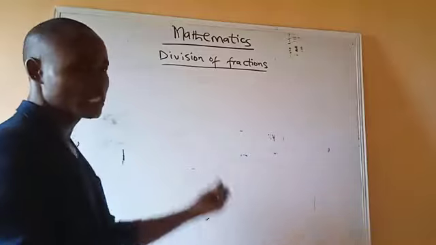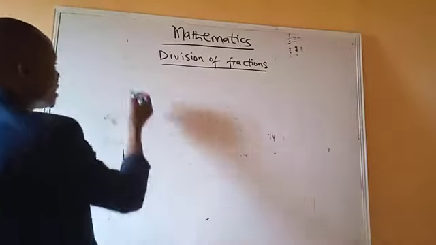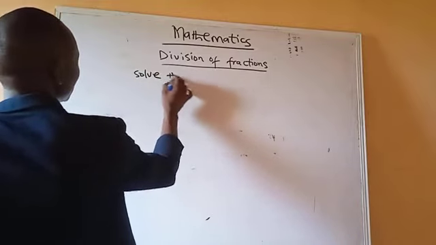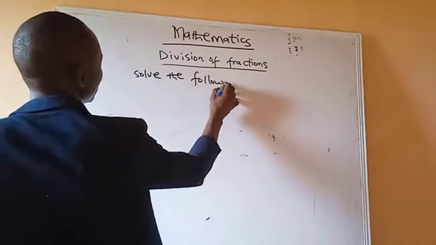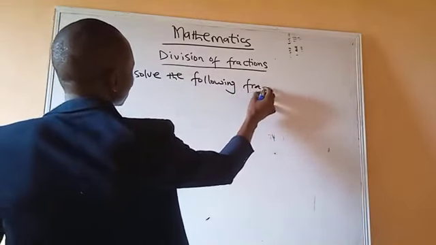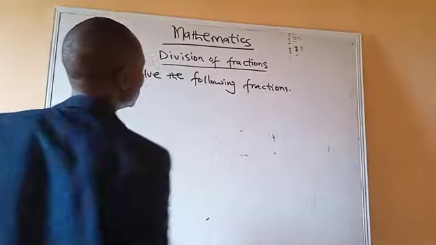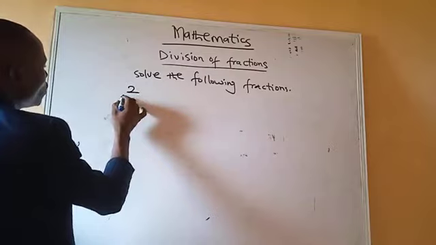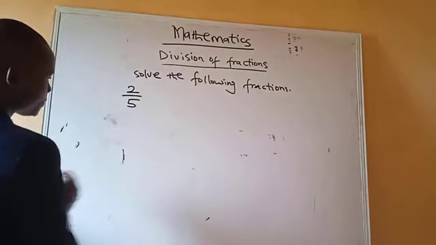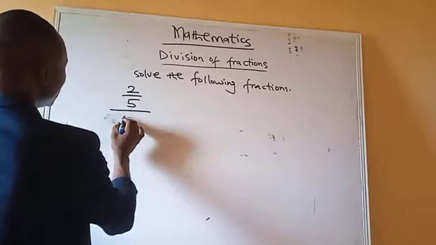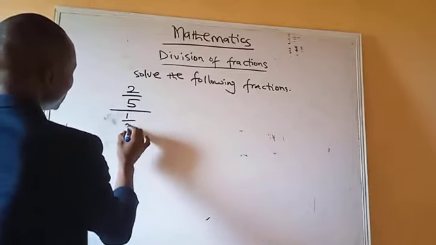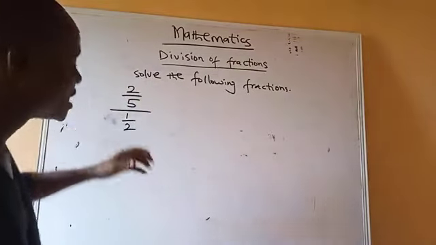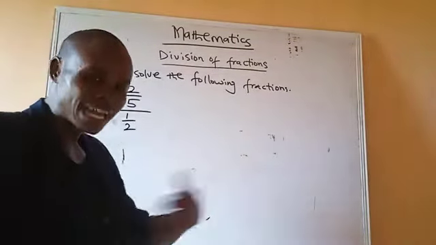Okay, how does this kind of question look like? If you are given something like this, solve the following fractions. What are you expected to do if you are given something like this? 2 over 5 divided by 1 over 2. Have you seen something like this? A fraction is now divided by another fraction.